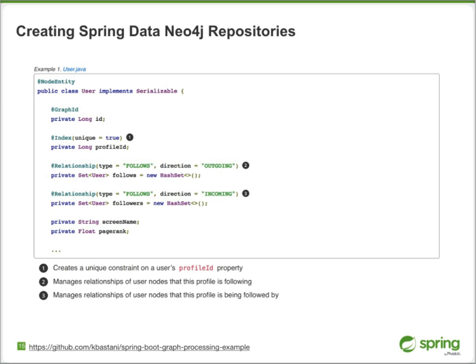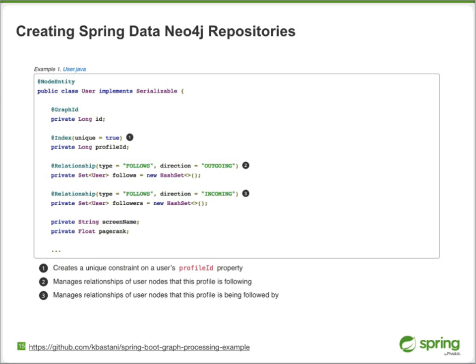We see here that we have a basic POJO that represents a domain class for the user node in Neo4j. We can also describe fields for incoming and outgoing follower connections. These fields will be created with the type set of User. And it's going to give us a way to load profiles that are connected to a user node with a follows relationship.